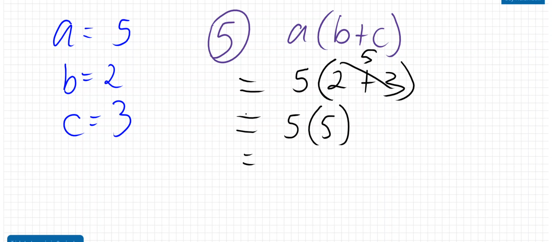And now remember that important skill that we have learned. If you've got a number and a bracket and nothing else, there's an invisible times there. That is saying 5 times 5, which is 25.